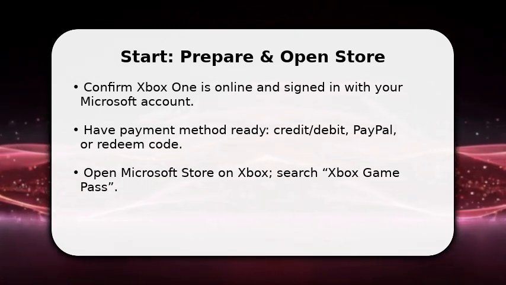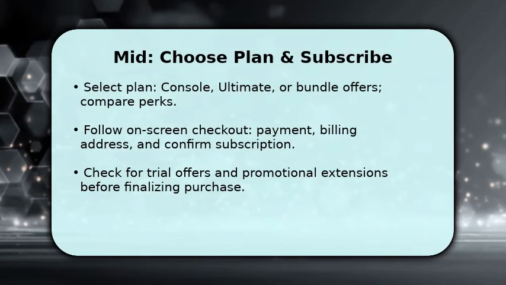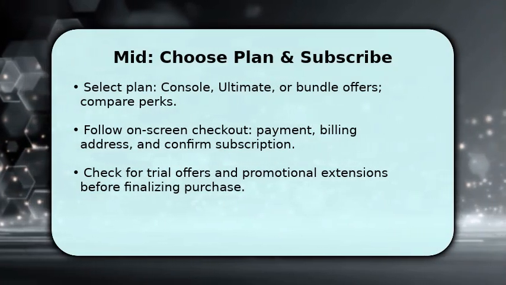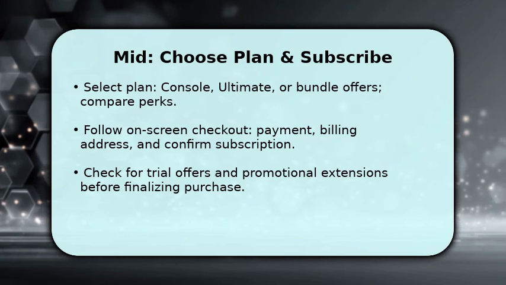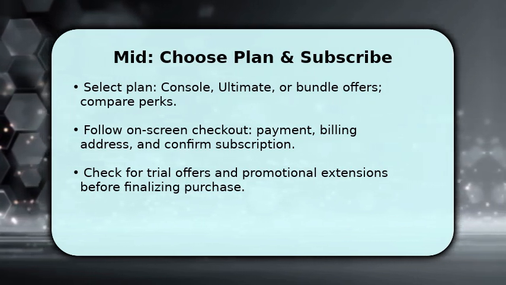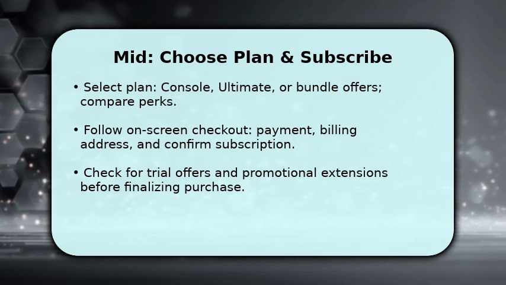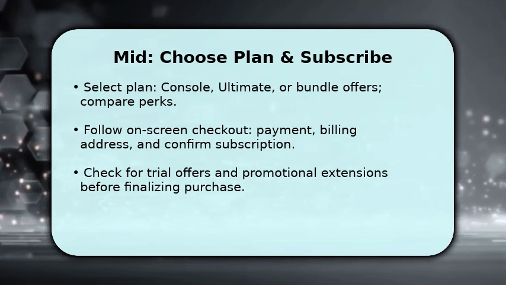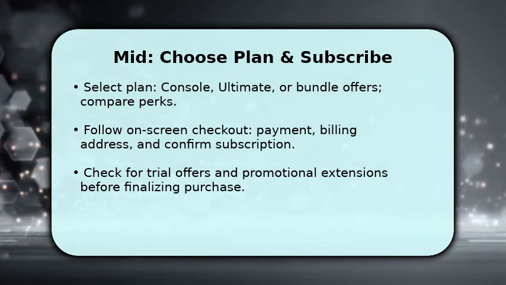Now you'll pick the plan and complete purchase. Choose Console or Ultimate depending on whether you want Cloud and EA Play. Ultimate covers console and cloud access. Follow the on-screen checkout, confirm payment, billing address, and accept recurring billing if you want continuous access.